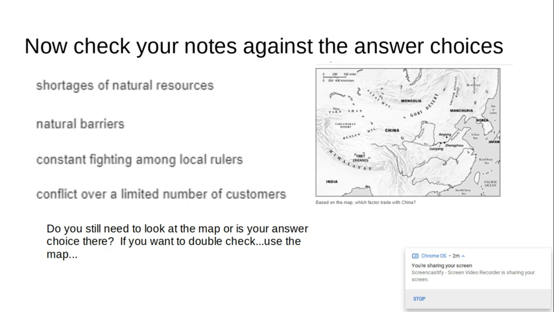If you want to double check your thinking, go ahead and look at the map and see if it verifies or backs up your reasoning. But I'm very confident the answer is B, natural barriers.